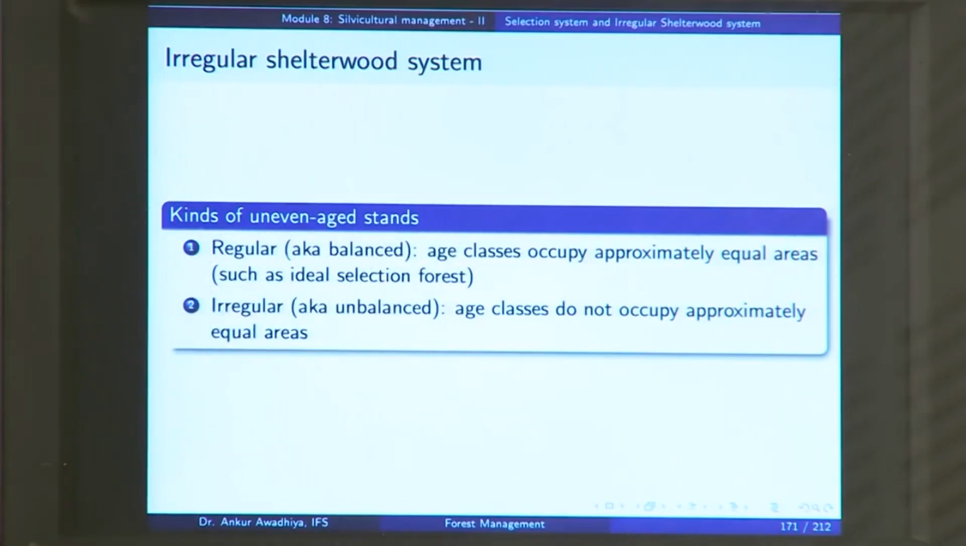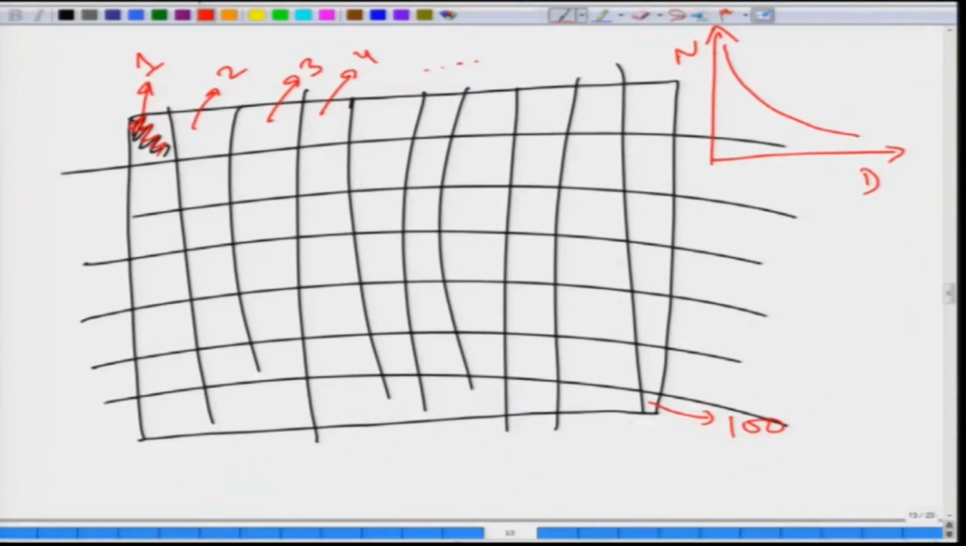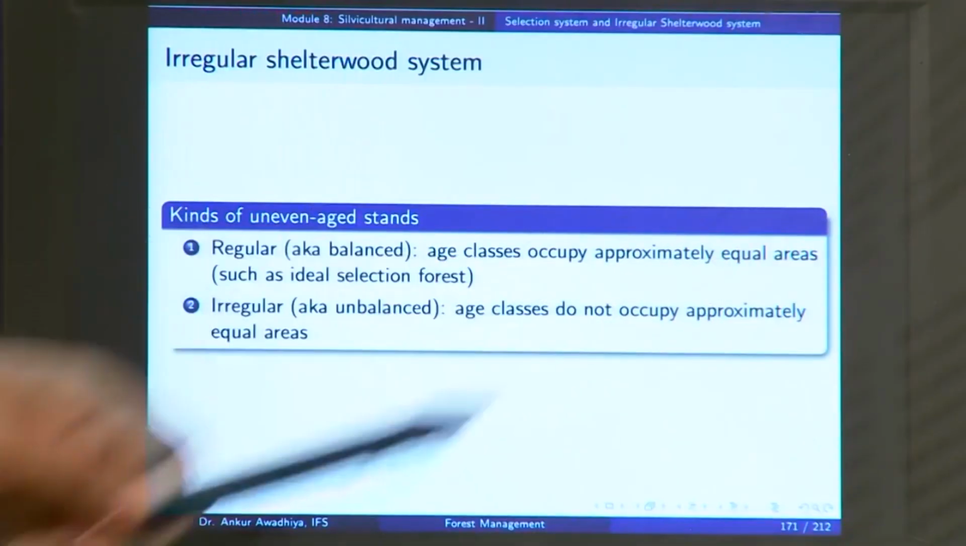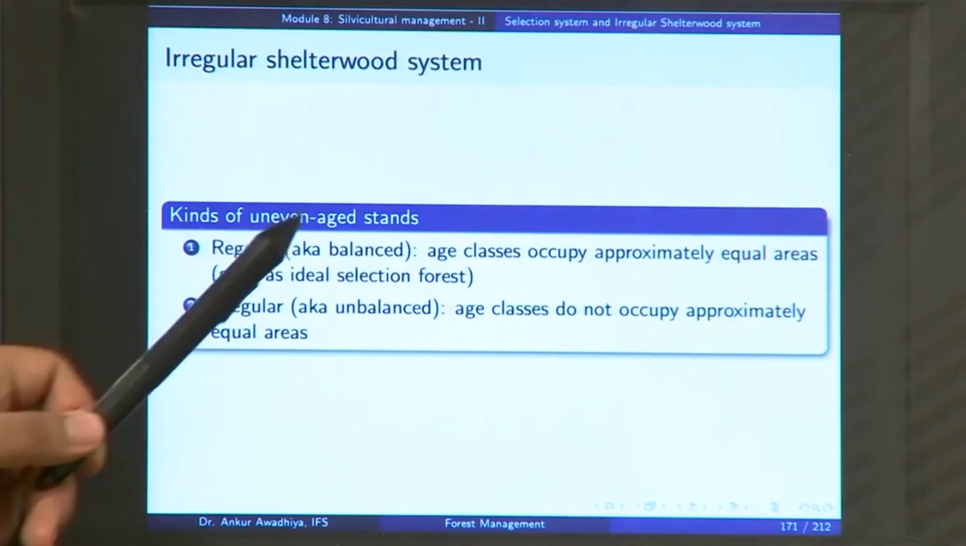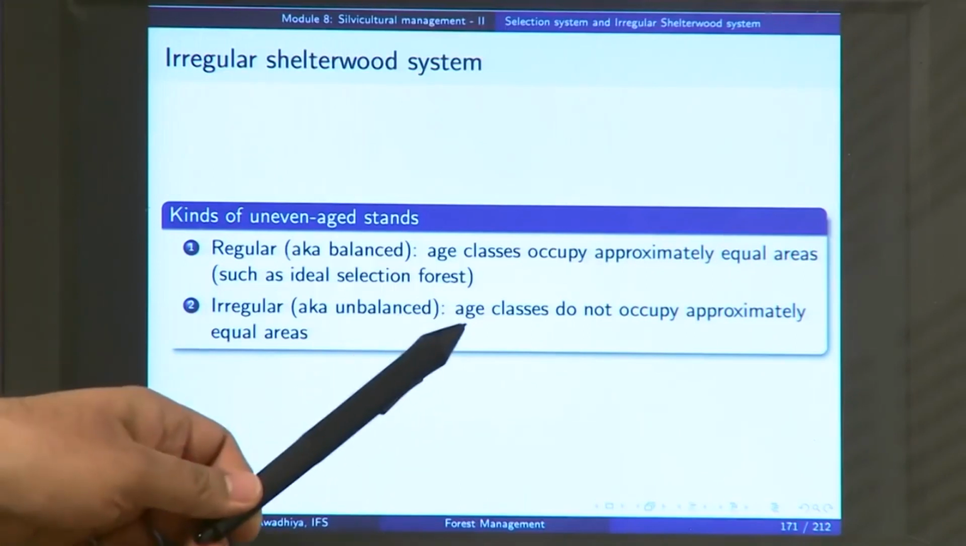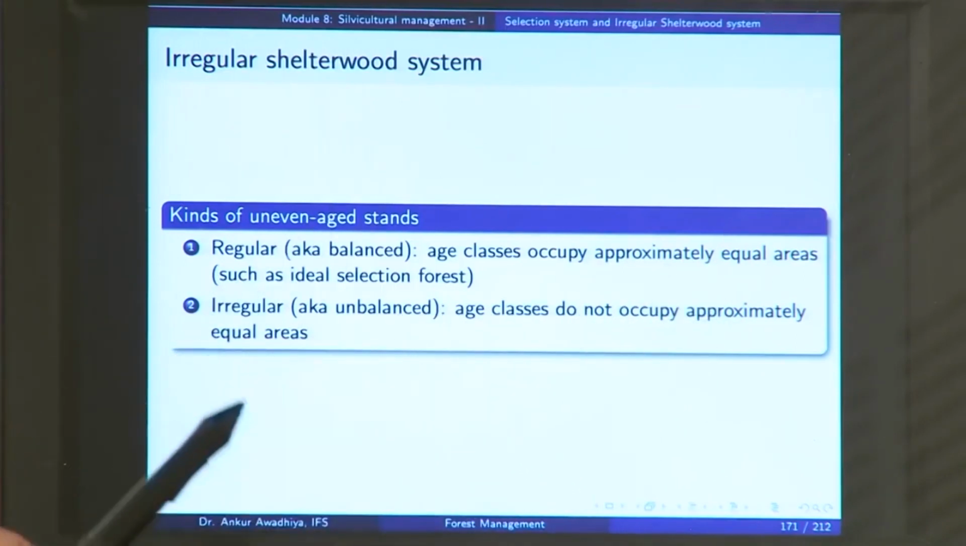Like this is the age class of 0 to 1 year. So, different age classes are occupying approximately equal areas of the land. This is in the case of a selection forest. In the case of an irregular forest or an unbalanced forest, the age classes do not occupy approximately equal areas.